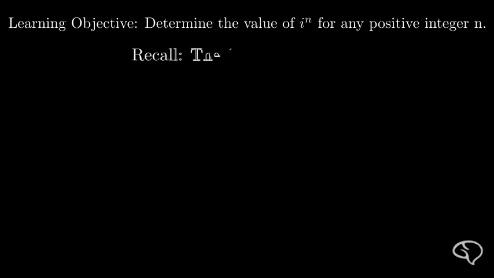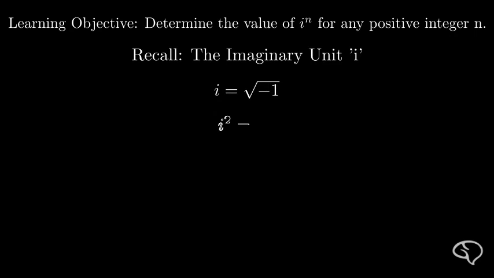Let's begin by recalling the fundamental definition of the imaginary unit. The imaginary unit, i, is defined as the square root of -1. This is a number that, when squared, gives you -1. So, by definition, i squared is equal to -1. This is the most important fact we'll use today. Now let's see what happens when we raise i to higher and higher powers. We'll start with the first few.